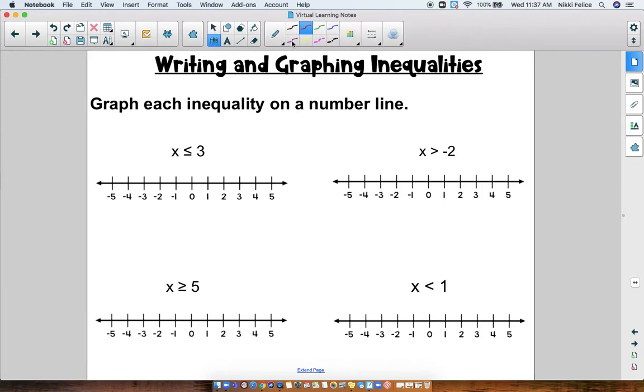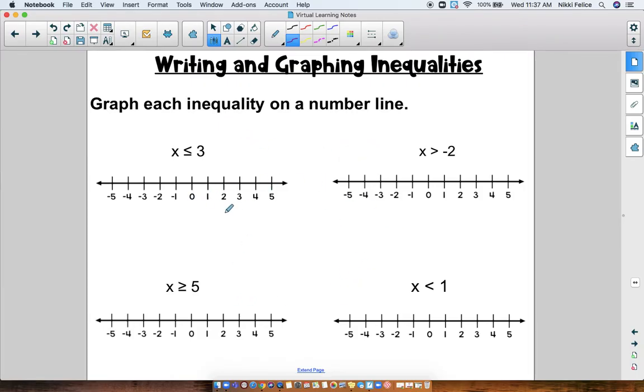Hi guys, today we're going to practice more with writing and graphing inequalities. So we're going to do two different things. First, we are going to graph each inequality on a number line. Here I gave you 4 inequalities. You should be copying these down in your notebook.